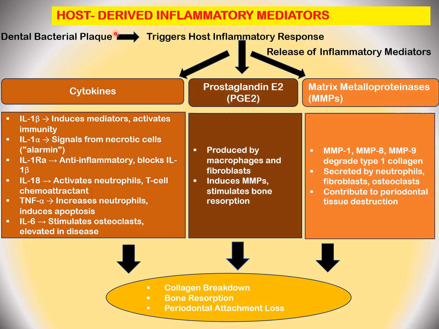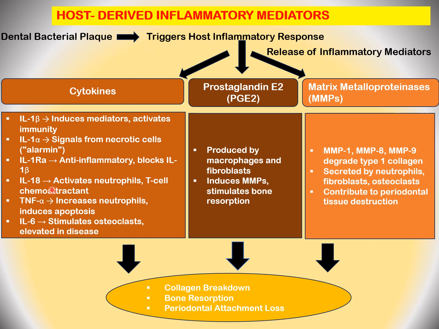So let's understand the host-derived inflammatory mediators. Whenever there is presence of dental bacterial plaque, it triggers the host inflammatory response to release inflammatory mediators such as cytokines, prostaglandins, and matrix metalloproteinases. The main cytokines involved in periodontal pathogenesis include interleukin 1 beta, which induces mediators and activates immunity, interleukin 1 alpha, which signals from necrotic cells and is also known as an alarmin, and interleukin 1 Ra. They are anti-inflammatory and they block interleukin 1 beta.